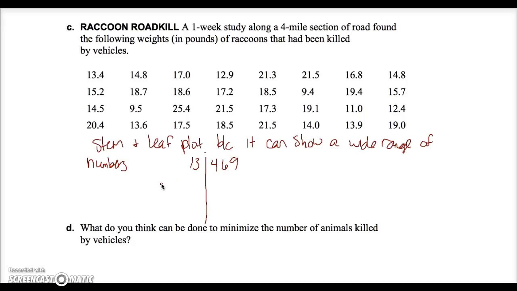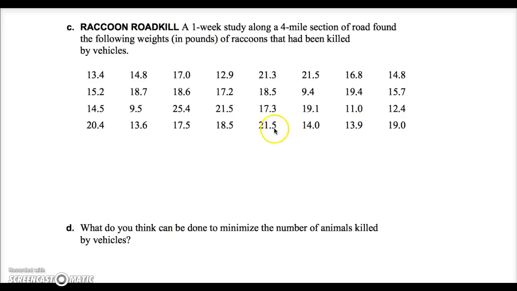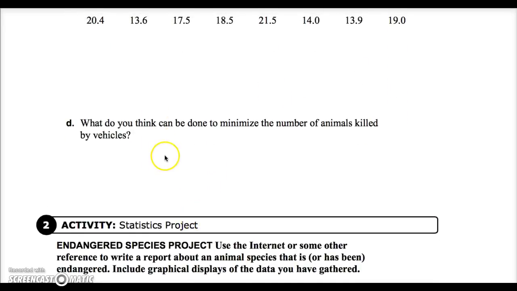All right, let's look at D. What do you think can be done to minimize the number of animals killed by vehicles? Okay, so what I want you to do is take a moment. I want you to jot down at least 2 things that you think could be done to help minimize the number of animals killed by vehicles. So go ahead and pause the video. You may have a question pop up over to the side to have you record one of your answers, but then we'll be able to move on.